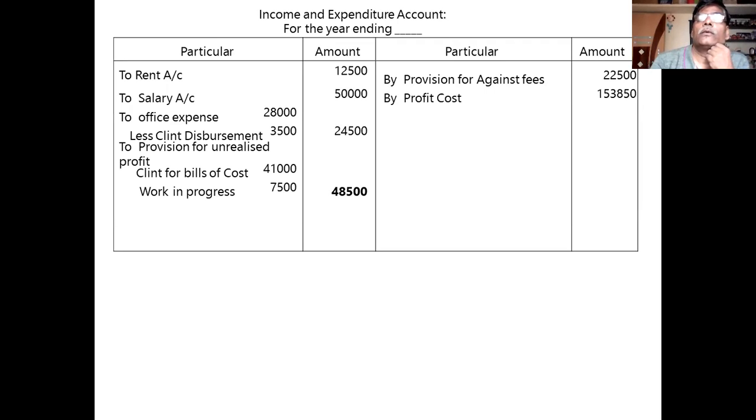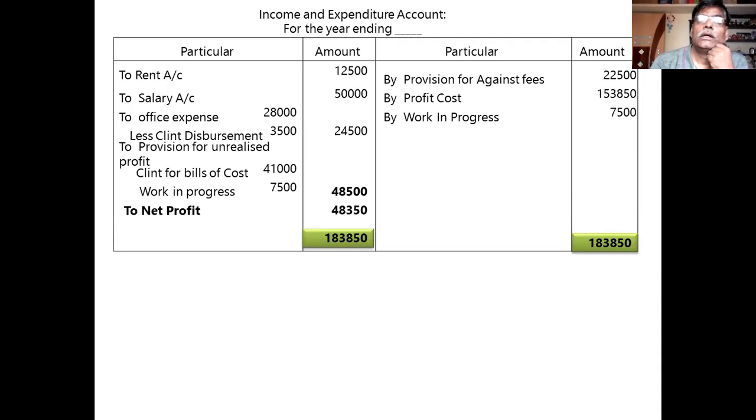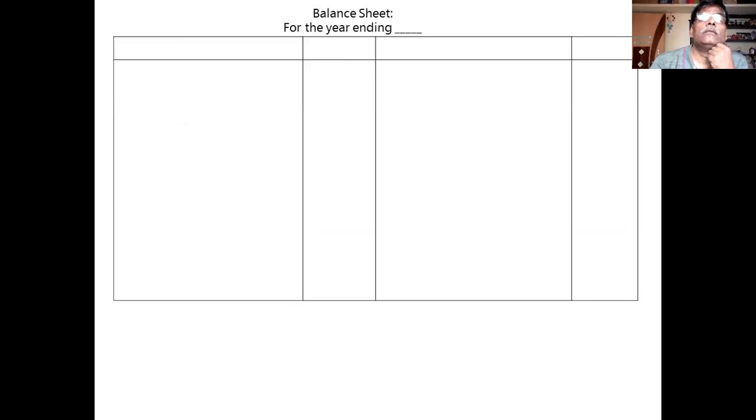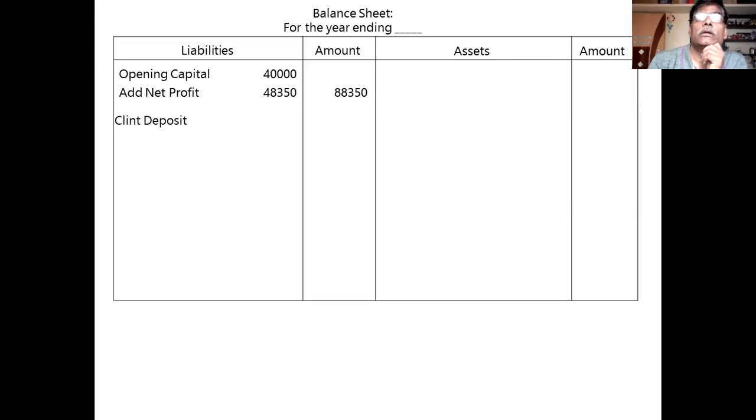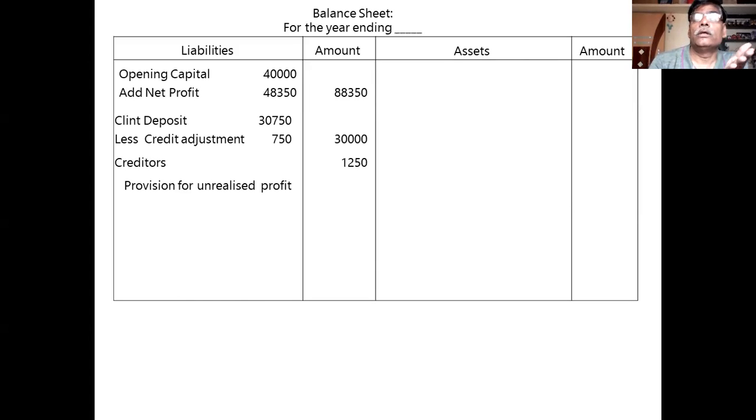Then cost profit is 1,53,800. Work in progress 7,500. Close the account. Net profit is 48,350. Clear? And you draw the balance sheet. This is the balance sheet. Liability amount, asset amount. You take the capital, add net profit, then less drawing. Drawing is not there. Take the client deposit, less credit adjustment. Remember this point. Less credit adjustment, both sides. 750 you deduct, 30,000 creditor for expense, then provision for unrealized profit, you take the total, whatever you took in the income and expenditure.